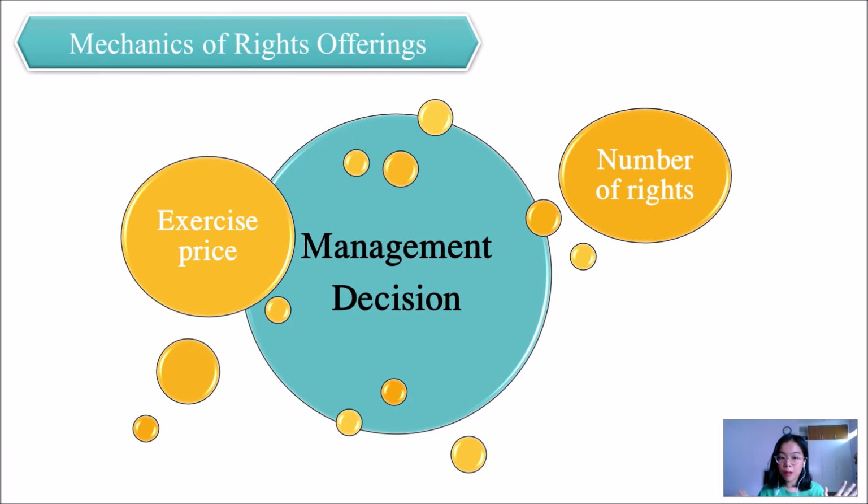So in the company, the management of the firm must decide two things. The first one is the exercise price, that is the price the shareholder must pay for the new share. And the second decision is about the number of rights, that is how many rights will be required to purchase one new share of stock.